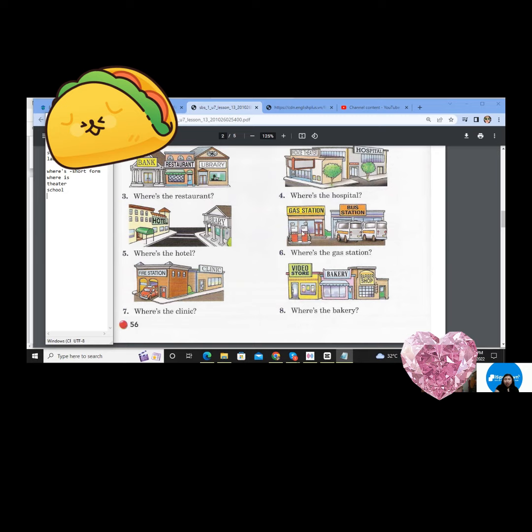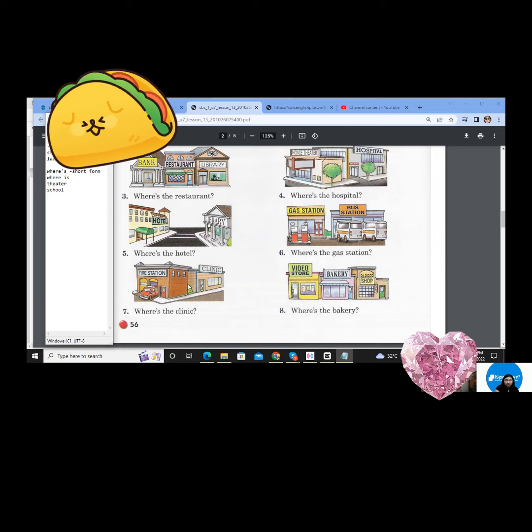Good. Okay, so here, gas station and bus station. Where's the gas station? The gas station is next to the bus station. Very good.